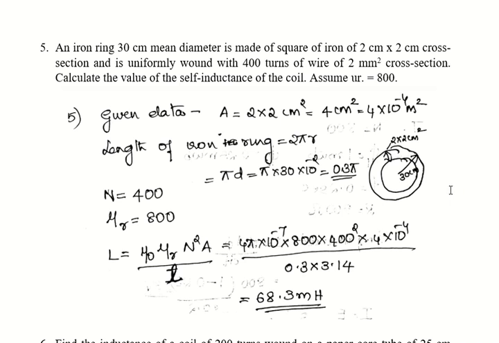What is the equation for perimeter or length of a circular wire? 2πr, and 2r is given as 30 cm diameter, that is 30 into 10 raised to minus 2, that is 0.3π. Next, the cross sectional area of the ring, that is 2 by 2 centimeter square, that is 4 centimeter square, 4 into 10 raised to minus 4 meter square. Then number of turns is given 400. Calculate the value of self-inductance of the coil.